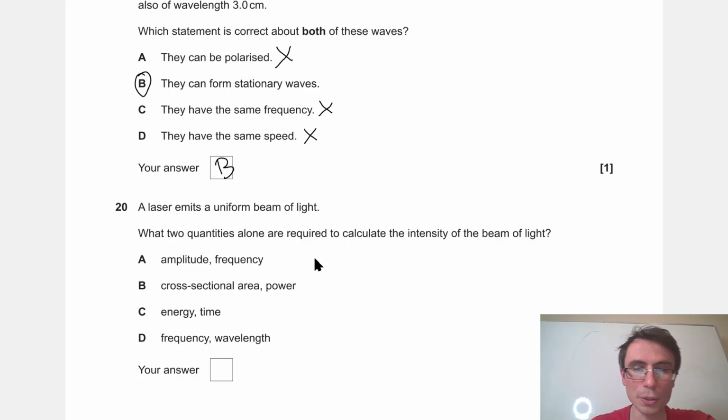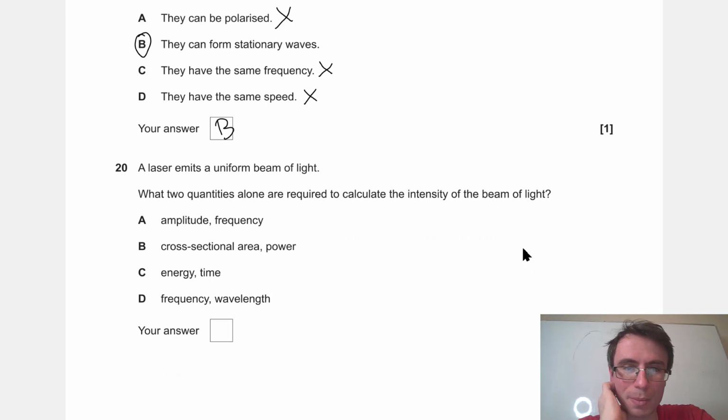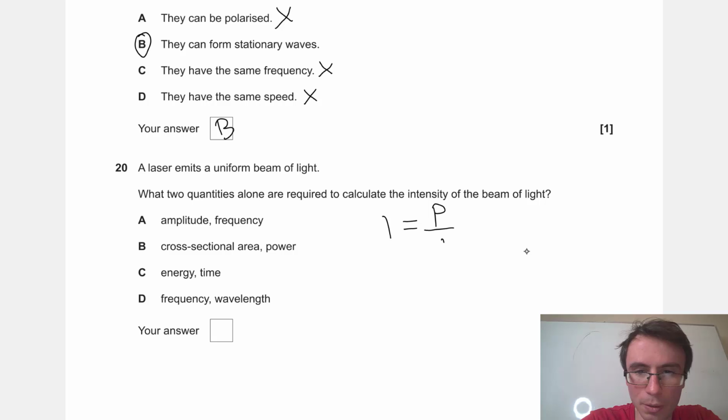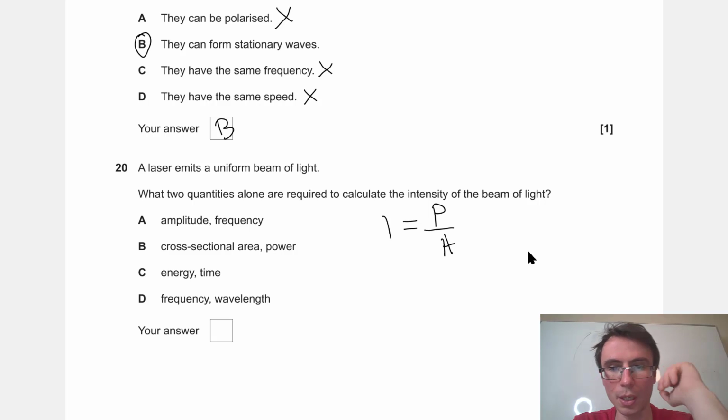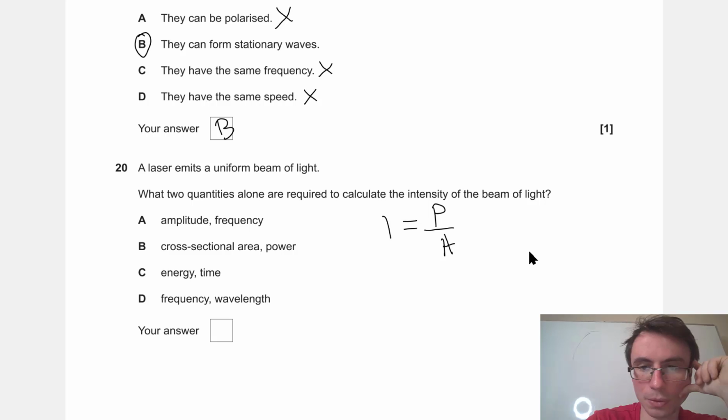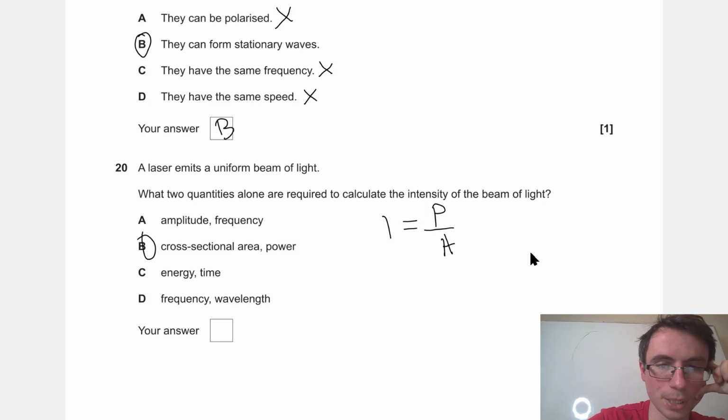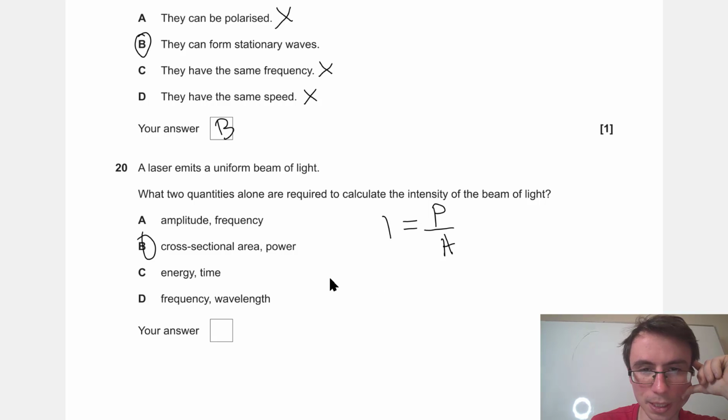A laser emits a uniform beam of light. Which two quantities are required to calculate the intensity of the beam of light? Okay, well, intensity is the amount of power over the cross-sectional area. So, well, B seems like a perfectly reasonable answer. Which two quantities alone are required?